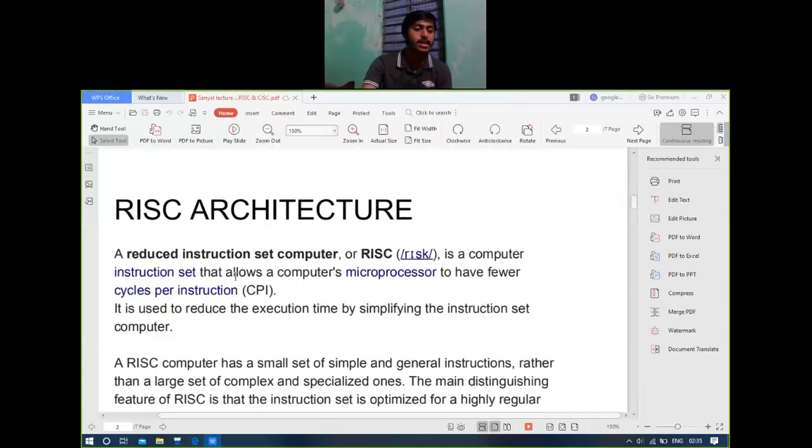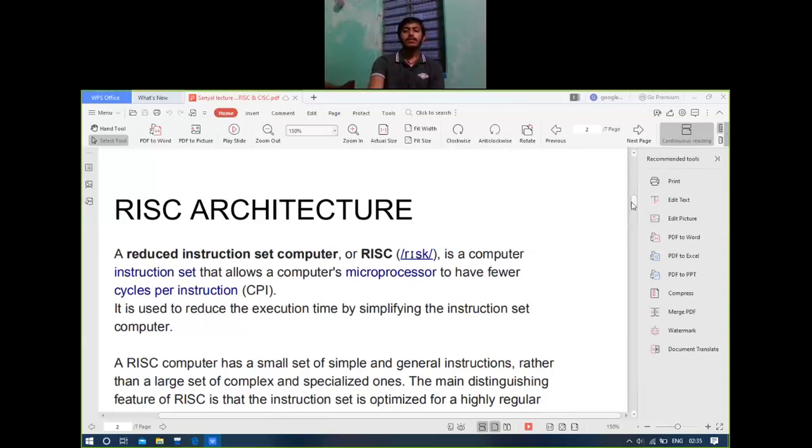The RISC architecture, or reduced instruction set computer, is a computer instruction set that allows a computer's microprocessor to have fewer cycles per instruction. In other words, it allows a microprocessor to decrease the execution time of a single instruction by simplifying the instruction set. So it uses one clock cycle per instruction, accepts very simple instructions and very simple and fewer types of addressing modes. And it uses a high concept of pipeline.